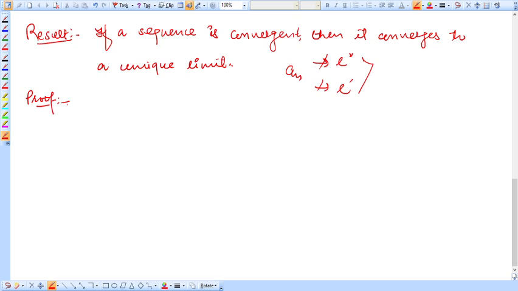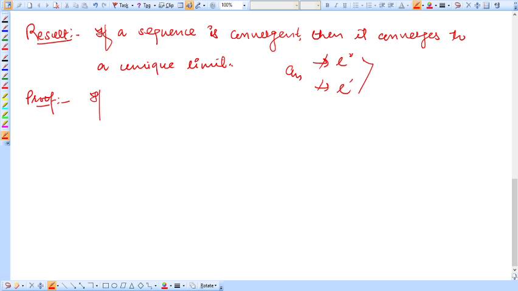See how we are going to prove this. We are going to assume that, if possible, it converges to two limits, okay? Let us assume that this sequence a_n converges to two limits. Then at the last we will show that this supposition is wrong. Therefore it is not possible, hence a sequence converges to a unique limit, okay?